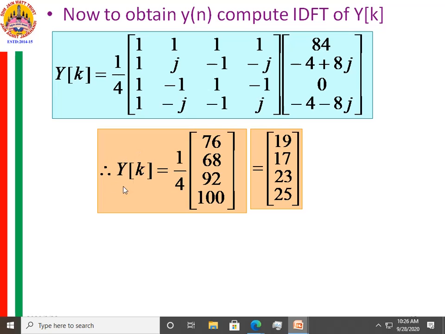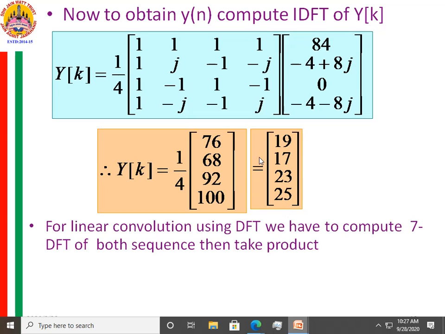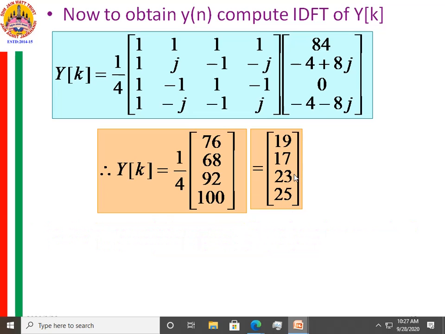This is not yk again, this is yn. yn is equal to 19, 17, 23 and 25. And you observe that this circular convolution obtained by DFT is similar to the one which we obtained by the circular approach just at the beginning of this session.